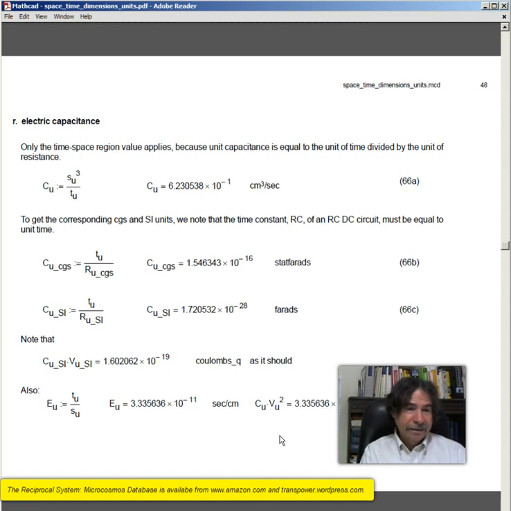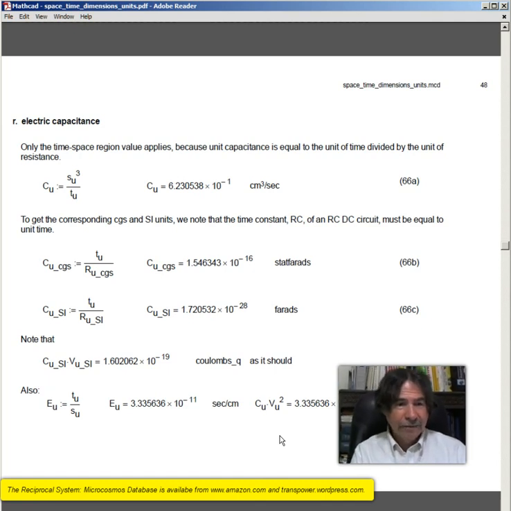So we get this, in statfarads and farads. 1.70552 times 10 to the minus 28 farads in SI. And I have a couple of checks here. The various checks come out in terms of energy.